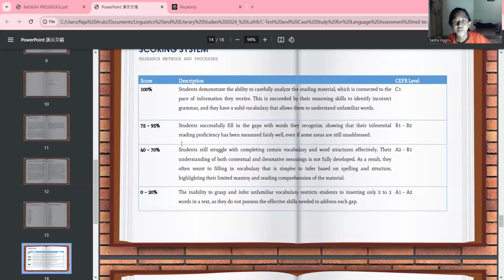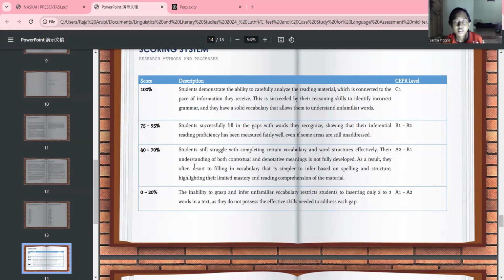If students successfully fill in the gaps with words they recognize, showing that the differential reading proficiency has been measured fairly well, even if some areas are still unaddressed, the students will get a score of 75 up to 95. The CEFR level they get is B1 or B2.